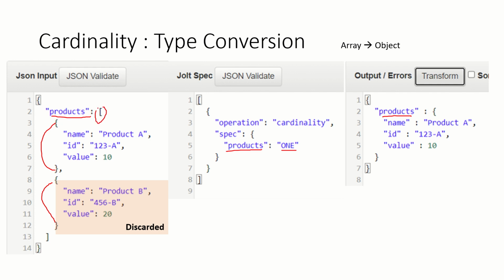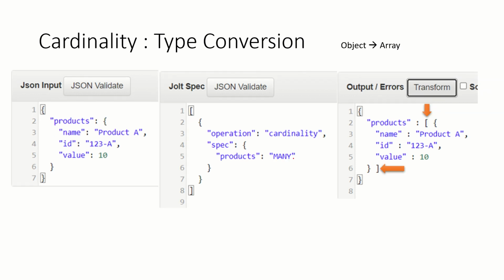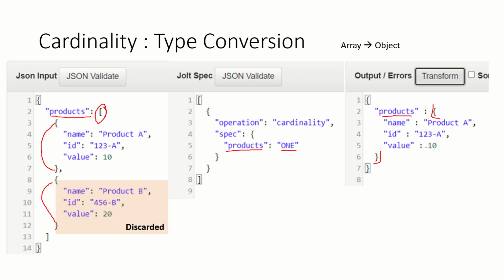In input you had an array, but in output you will not have an array. In output you will have a direct object here. So when you specify many, it adds an array. When you specify one, it removes an array. This is cardinality.